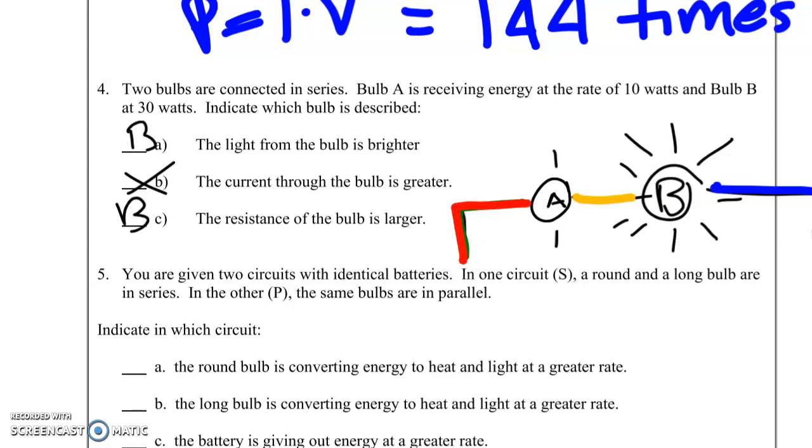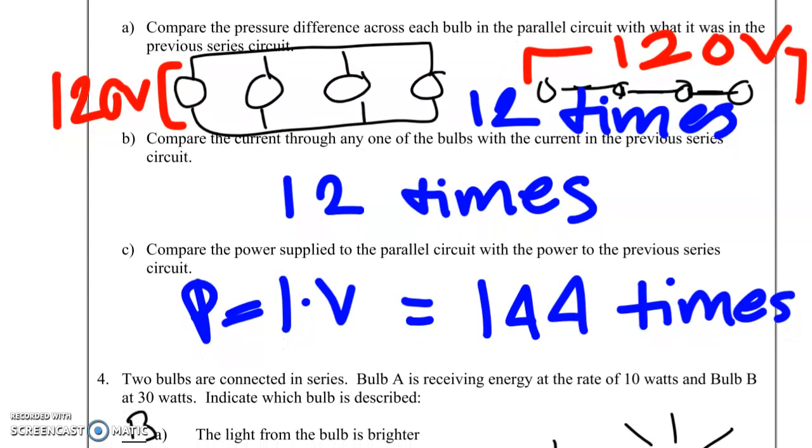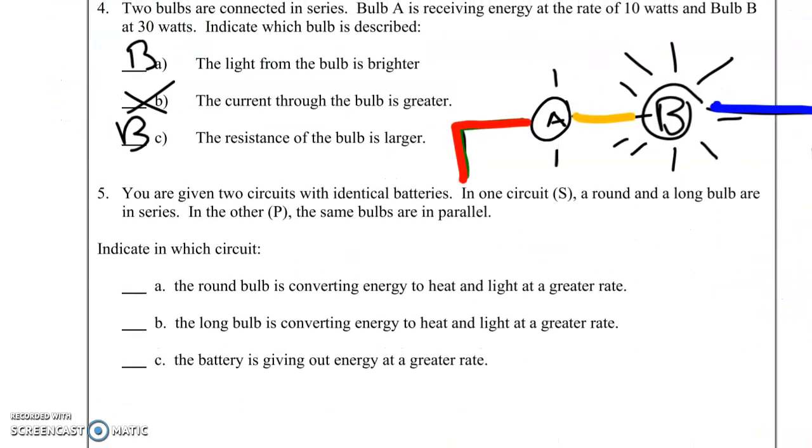Number 5, you are given 2 circuits with identical batteries. In one circuit, they are in series, in the other circuit they are in parallel. Well, like we looked at up here, if we put them in parallel, there's always going to be a higher voltage in parallel. And because there's always going to be a higher voltage, there's also always going to be a higher current. And so there will always be a higher power for any bulb placed in parallel as opposed to in series.